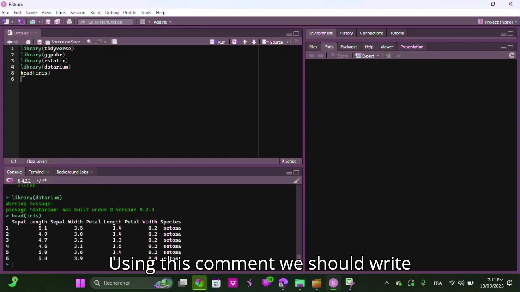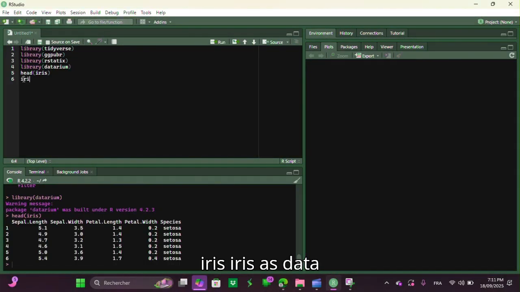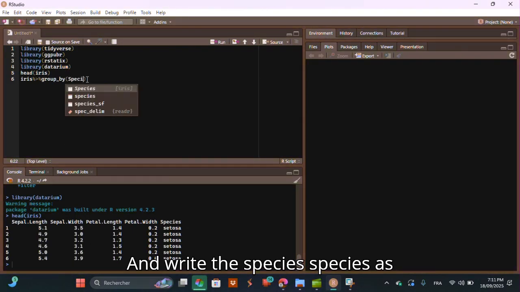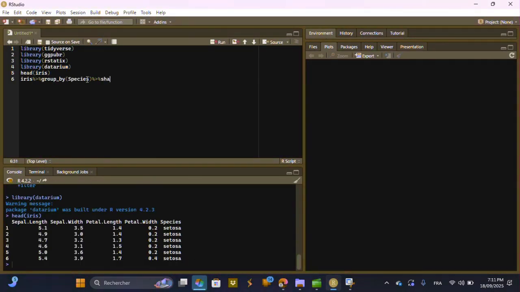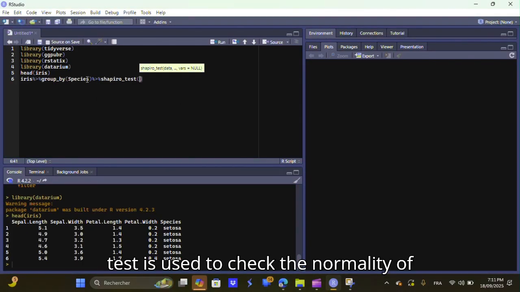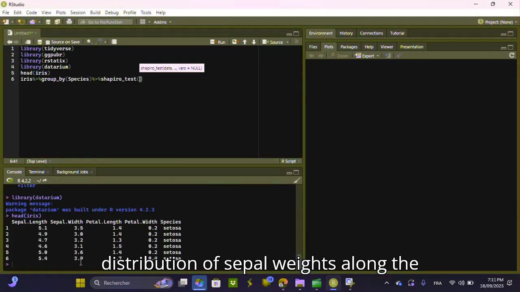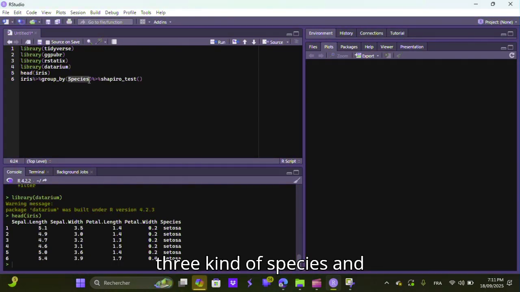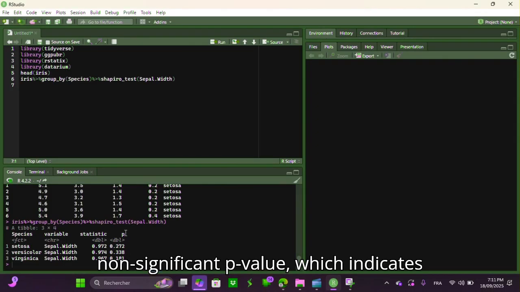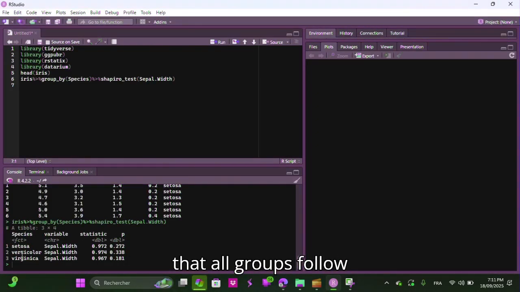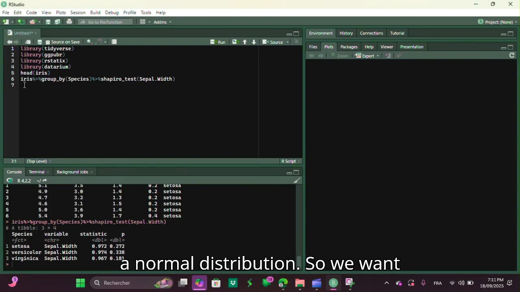Using this command, we should write iris as data frame, pipe, and group_by, and write species as the independent variable, and pipe, and write shapiro_test. The Shapiro test is used to check the normality of distribution of sepal width along the three kinds of species, and select Sepal.Width. In this case, we have three non-significant p-values, which indicates that all groups follow a normal distribution.